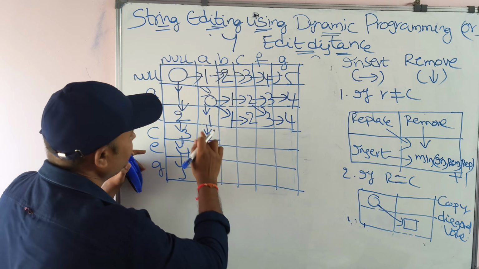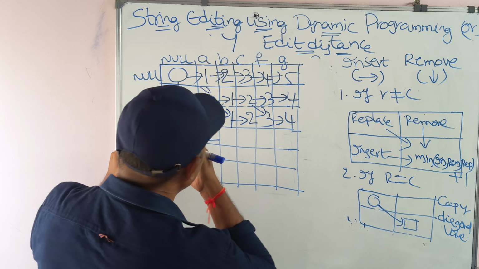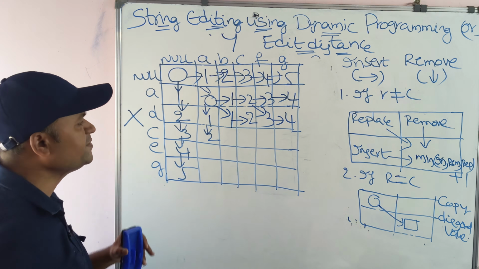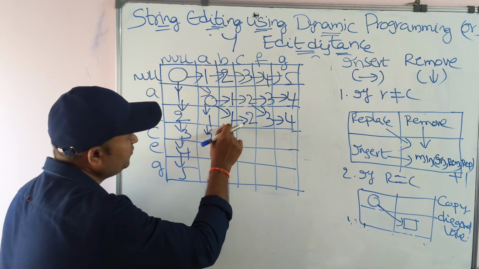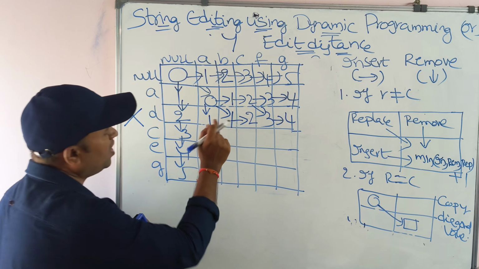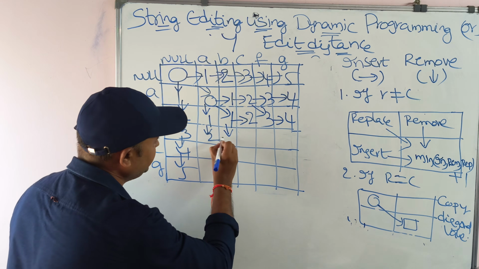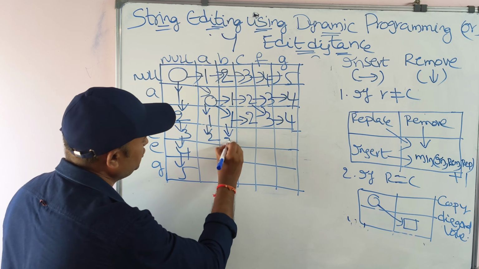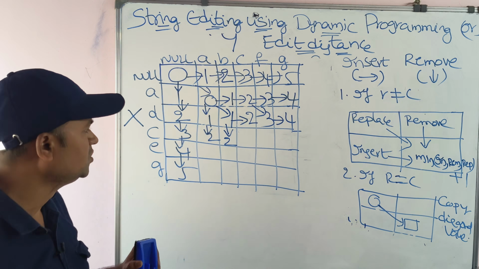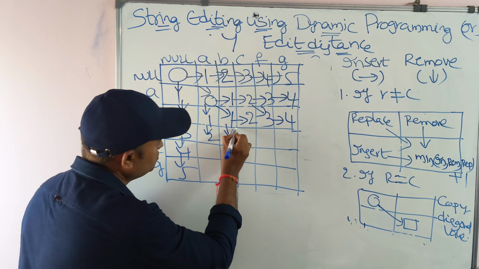Next, CB, different. Out of 1, 1, 2, which is the minimum number? 1 is the minimum number. So we can use this diagonal arrow or this vertical arrow also. There is no problem. Here I am using this vertical arrow. So 1 plus 1, 2. Next, out of 2, 1, 2, 1 is the minimum number.